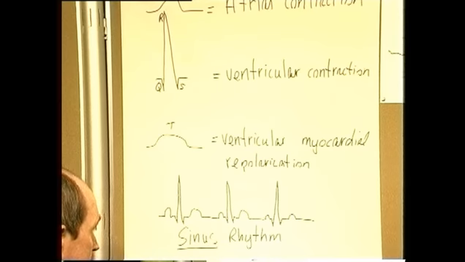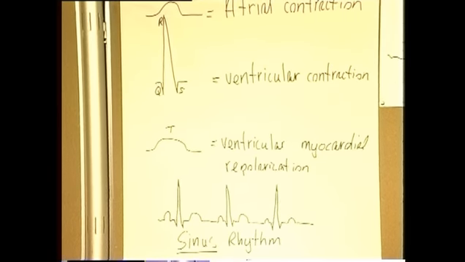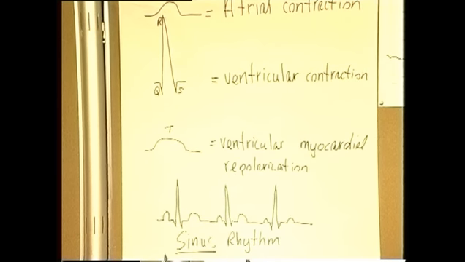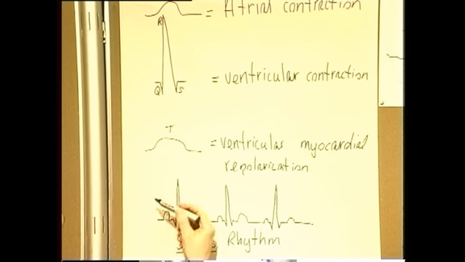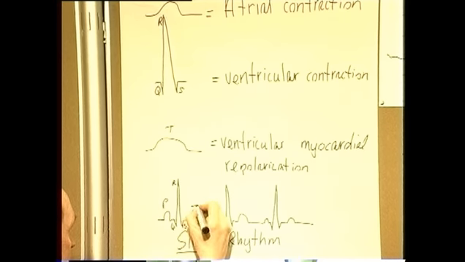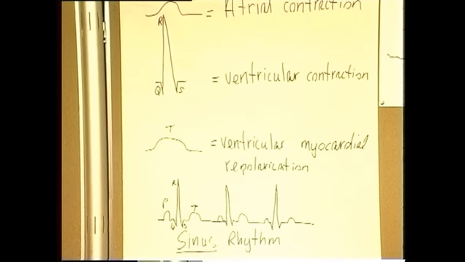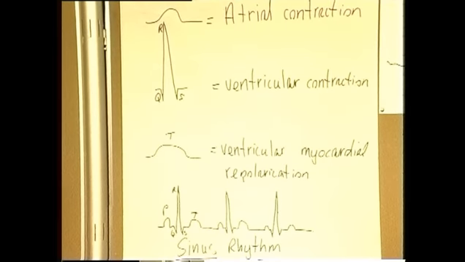Sinus rhythm because it originates in the sinoatrial node. So in a sinus rhythm we have a P followed by a QRS complex, followed by a T, followed by a short pause. So a sinus rhythm has a PQRST in the right order.